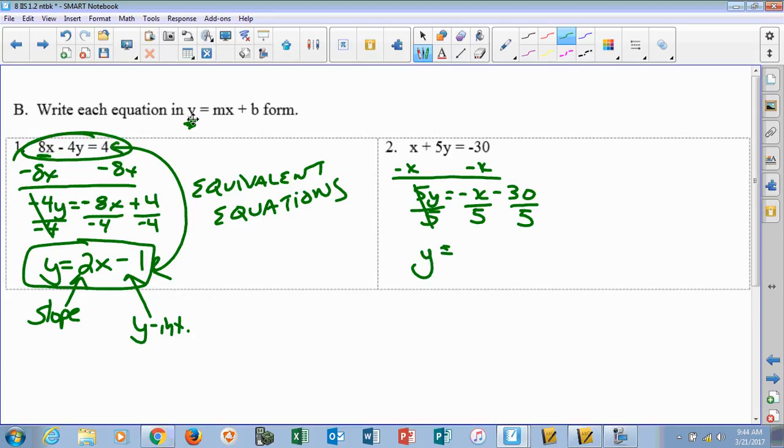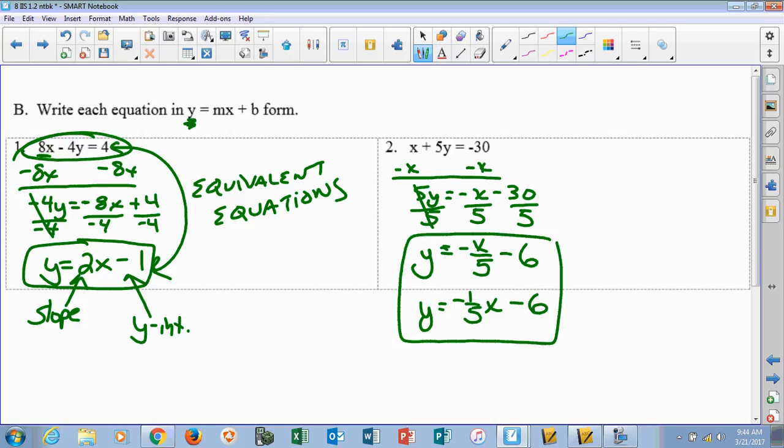Now, you can write it like this: negative x over 5. Just know that that's negative 1/5. So you could also write it like this: negative 1/5 x, same thing. And then negative 30 over 5 is negative 6. So again, both of these are fine, however you want to write it. They mean the same thing.